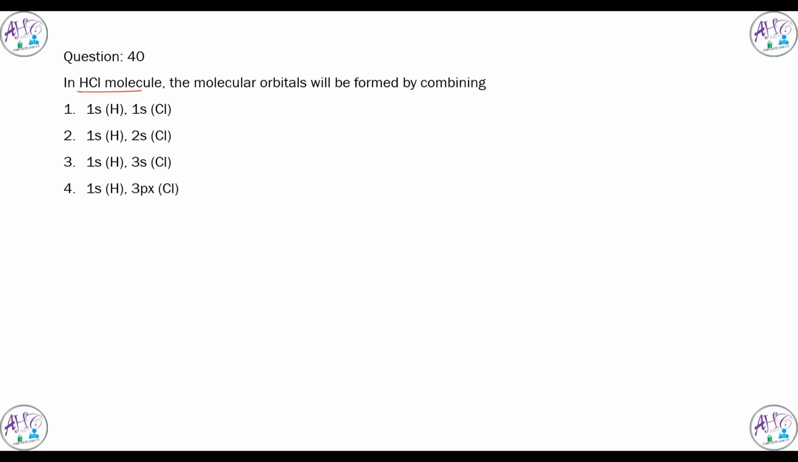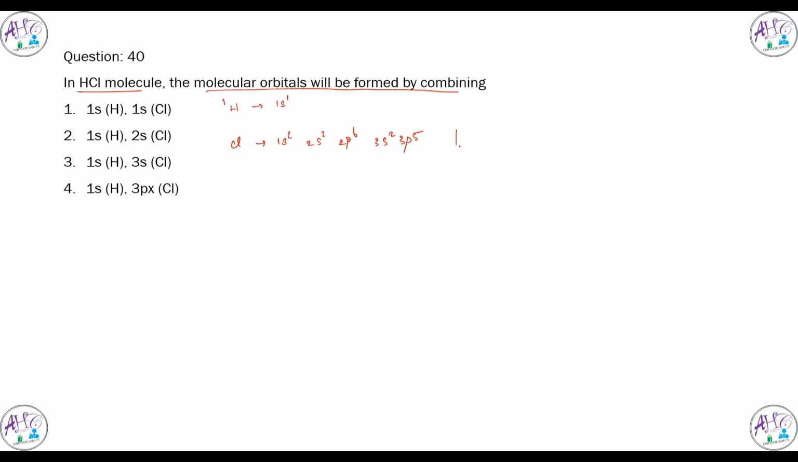In HCl molecule, the molecular orbitals will be formed by combining. So now we have to find what are the molecular orbitals involved in the formation of HCl molecule. So we know that hydrogen has only one electron, which is going to be in 1s. Next comes chlorine. What is the electronic configuration of chlorine? This is going to be 1s2, 2s2, 2p6, 3s2, and 3p5. This is going to be your chlorine structure.